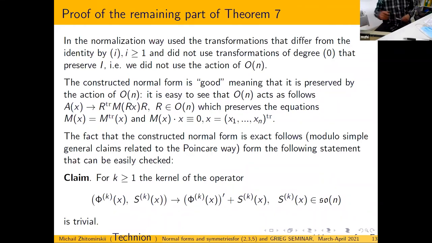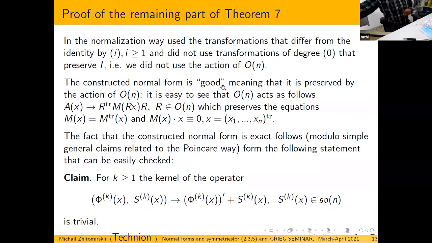Okay, why do we have this transformation? Because in this normalization procedure, we neglected so far the action of orthogonal matrices. In the normalization, we use transformations differing from identity by homogeneous degree I, with I starting from one, but what about I equal to zero? That's why we have this action of a matrix.